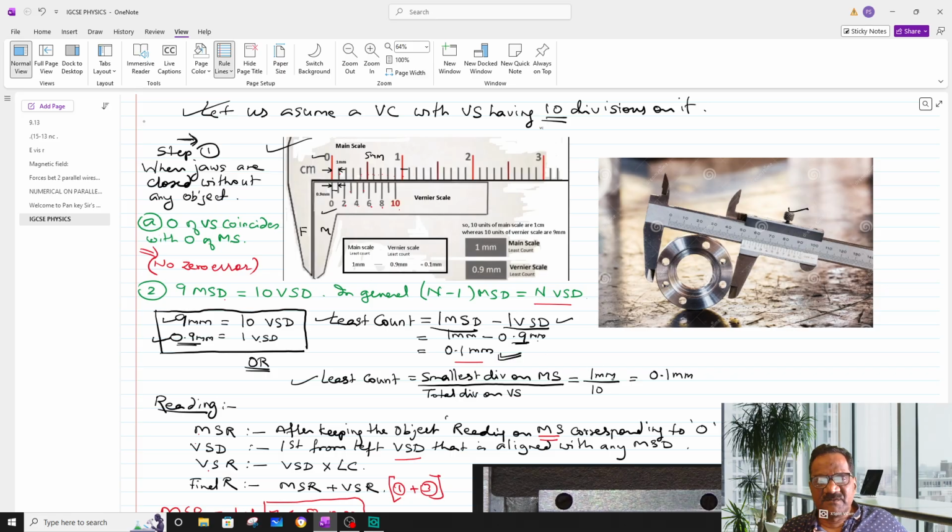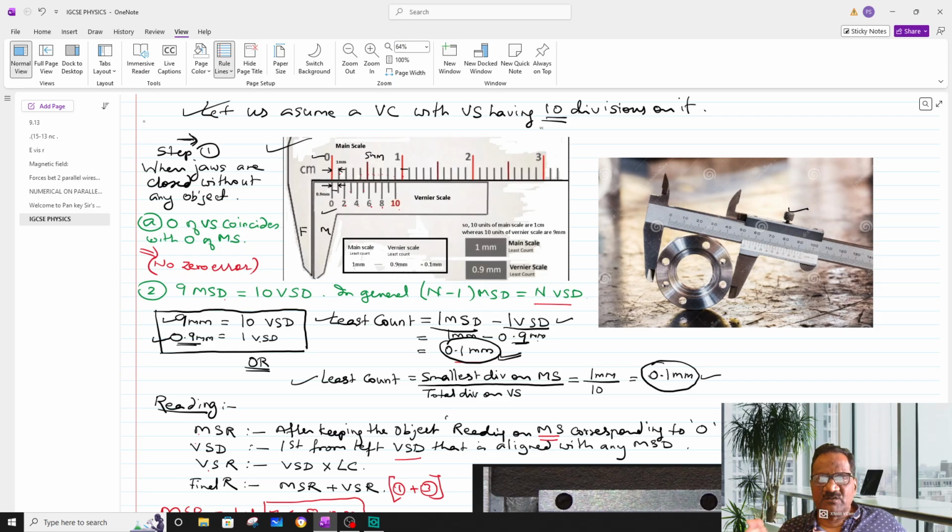So can I write 1 millimeter in the numerator, divided by the total divisions on the vernier scale? Now, how many divisions are there on the vernier scale, just the divisions, not the unit? So total number of vernier divisions are 1, 2, 3, 4, 5, 6, 7, 8, 9, 10. So can I write 10 in the denominator? So 1 millimeter divided by 10 will be 0.1 mm. So here you are getting the least count. Either you find out least count this way or that way, it's up to you. So we have come to the conclusion that the least count of this particular vernier caliper is 0.1 mm. Is that clear?